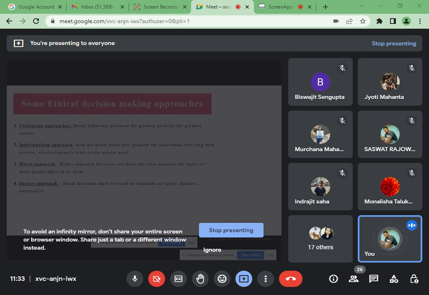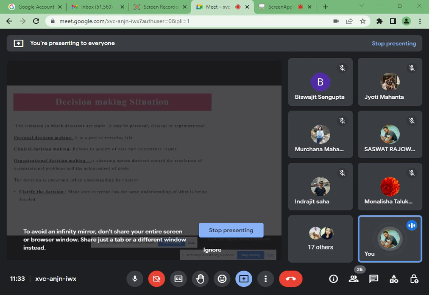Third, the moral rights approach. Decisions are those that best maintain the rights of those people affected by them. And the fourth is the justice approach. Moral decisions must be based on standards of equity, fairness, and impartiality.